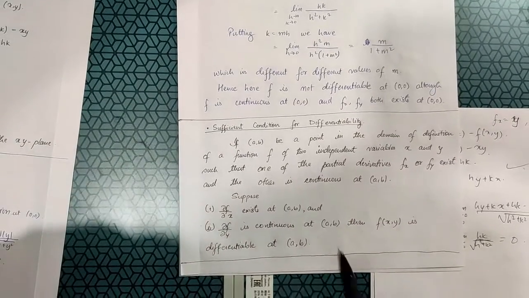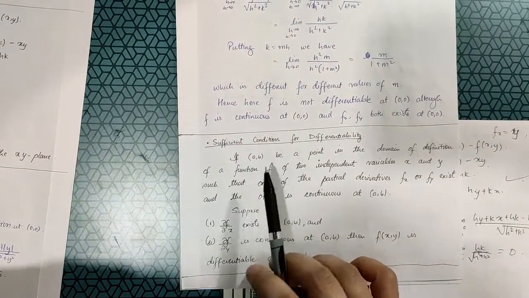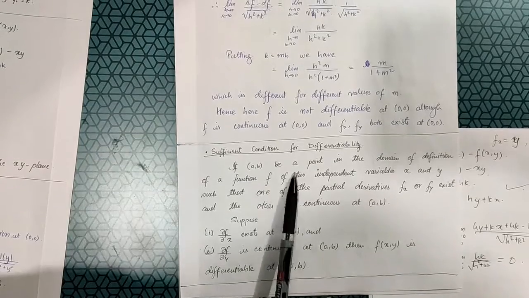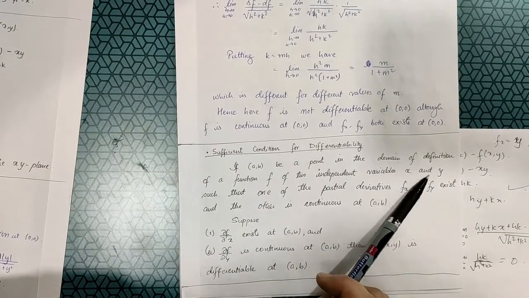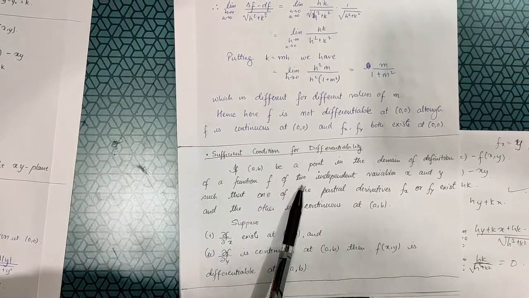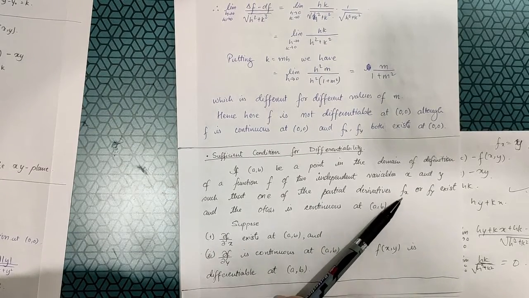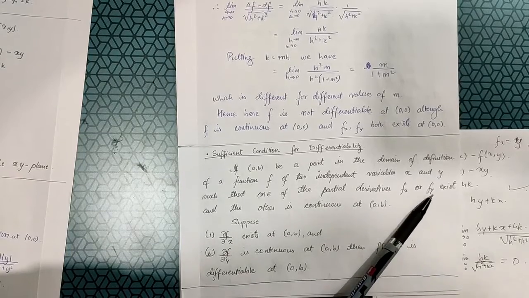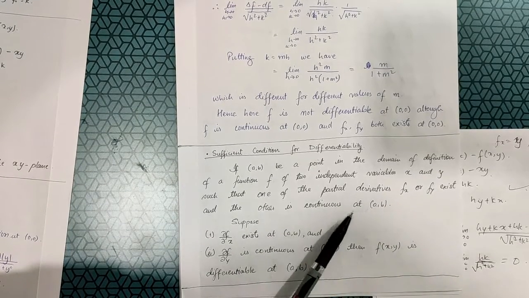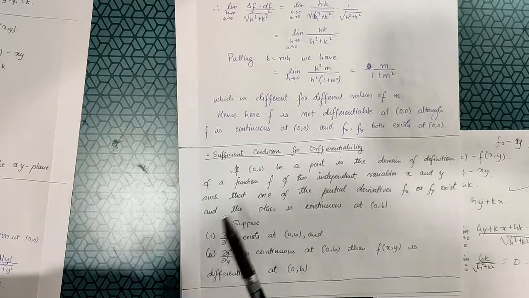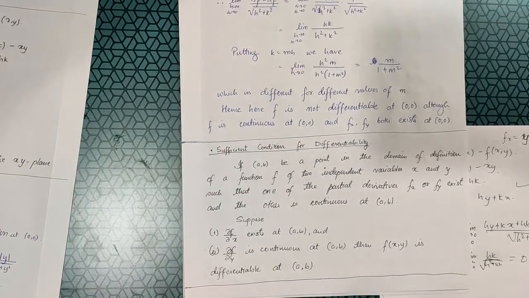So the theorem states a sufficient condition for differentiability: if (a, b) is a point in the domain of definition of a function f of two independent variables x and y, such that one of the partial derivatives f_x or f_y exists and the other is continuous at (a, b), then we say that the function is differentiable.